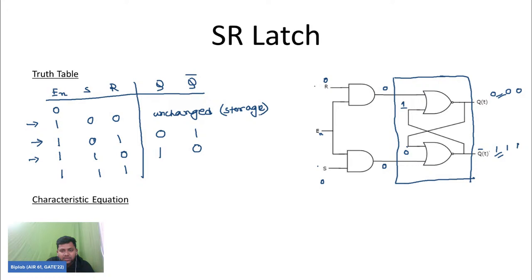Now when enable is equal to zero, you can see the case is the same, whatever the SR may be, don't care. The output of these two AND gates will again be 0, and when in this cascade you have inputs at 0, 0, it will again work as storage. That means the output will remain unchanged.